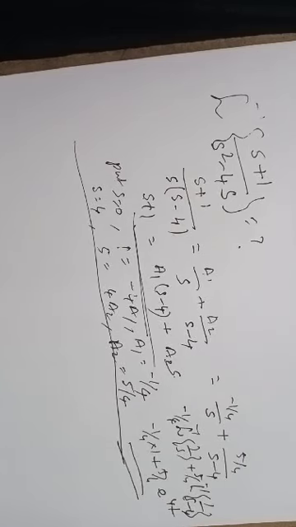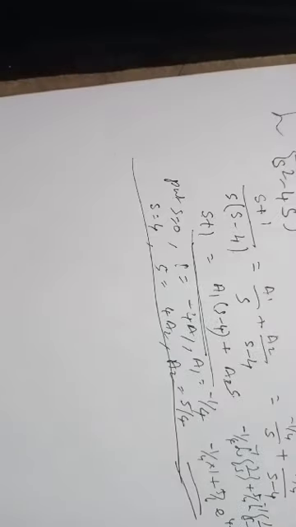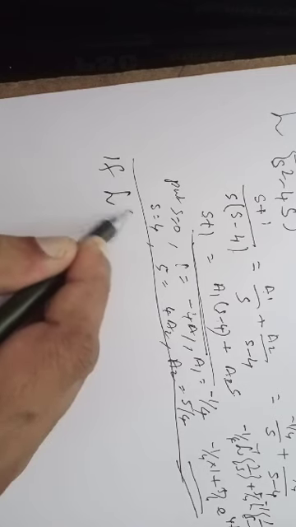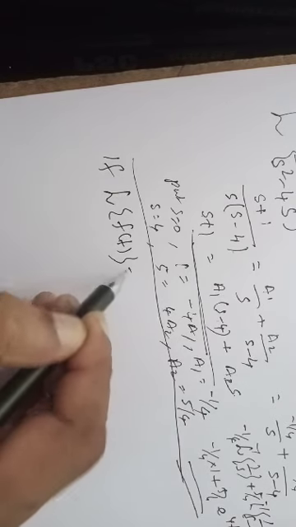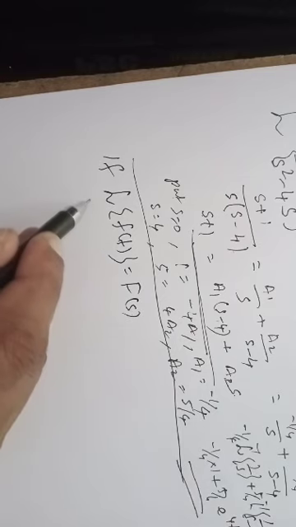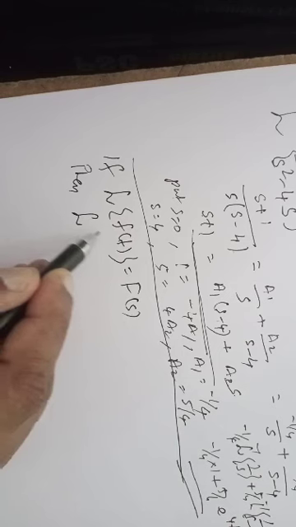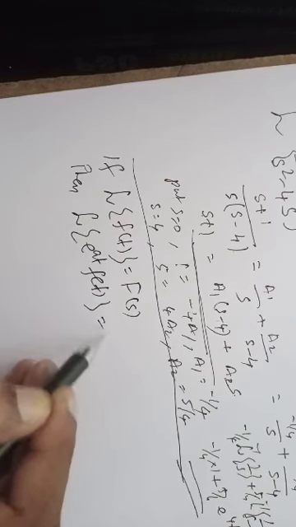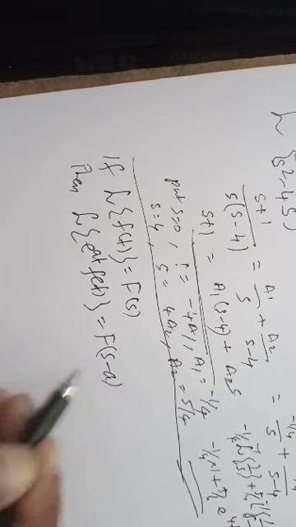And next we discuss a result. It is a result that if L of f of t equals F of s, then L of e raised to at into f of t is equal to F of s minus a.